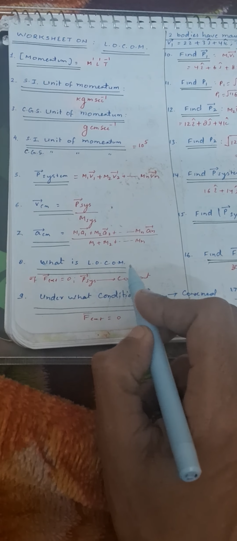Next is momentum of system. It is M1 V1 plus M2 V2 added up to Mn Vn. Next is VCM, which is momentum of system by mass of system. Next is ACM, which is equal to M1 A1 plus M2 A2 plus up to Mn An upon M1 plus M2 plus so on up to Mn.